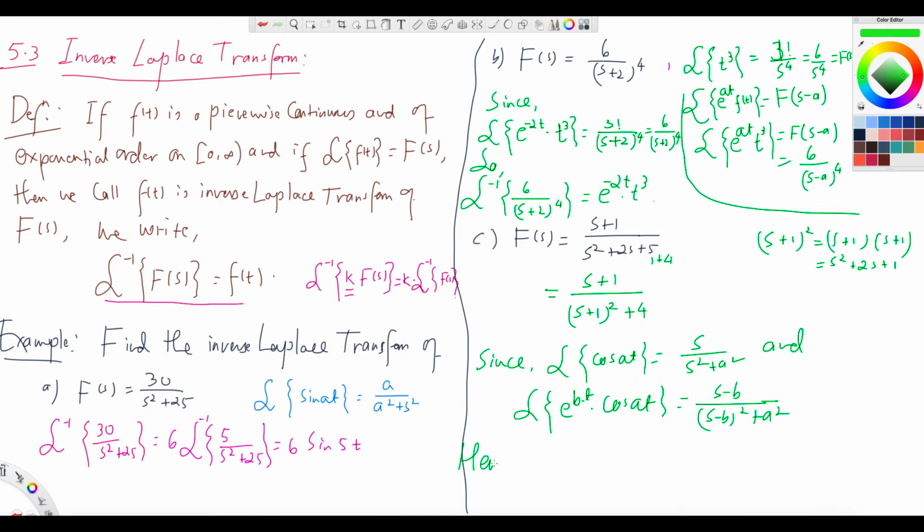Hence what you get is the inverse Laplace transform of s plus 1 over s plus 1 squared plus 4 is equal to, basically we take b equals negative 1 to get s plus 1, right? And then a equals 2. So the inverse Laplace transform of this is e to the negative 1 times t times cosine 2t. That is the final answer. Okay, guys?